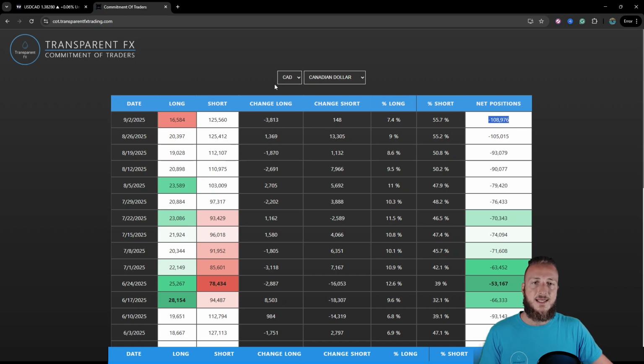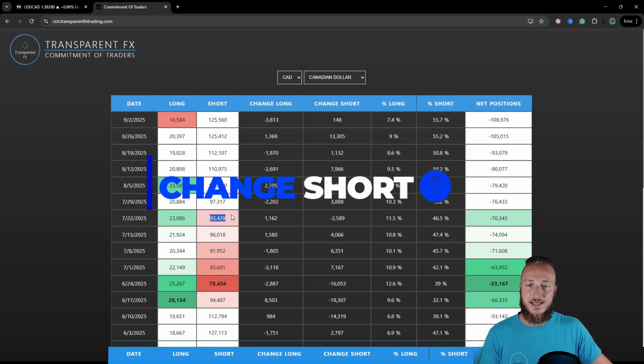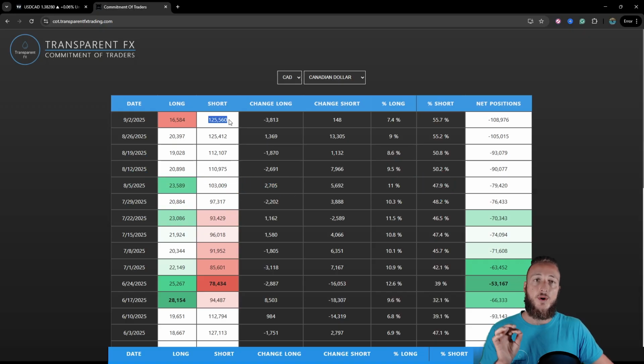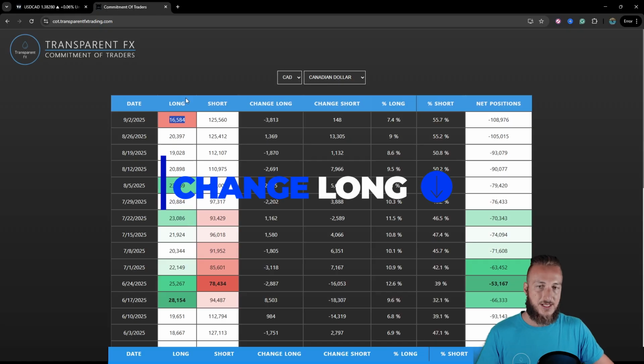This means that institutions have been shorting the CAD aggressively, going from the 93k that we had here all the way up to having now 125,000 shorts on the CAD. At the same time, longs are getting decreased on the CAD, going from 23k down to 16k.